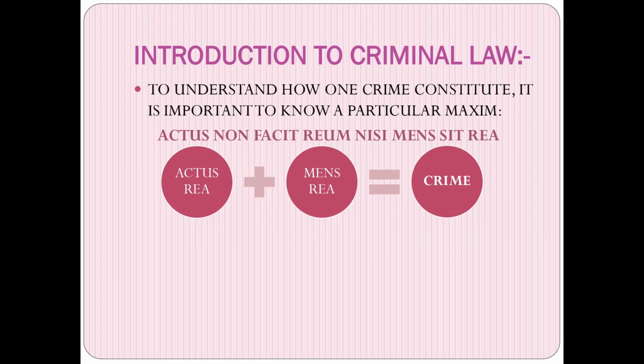Actus reus is the physical force which constitutes a crime, and when that physical force is combined with a criminal motive, then the crime has been constituted. So there are two things. First, the physical force, then the mental intention or motive, which together commit a crime.